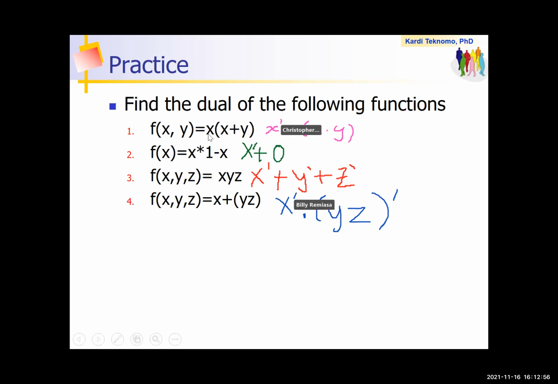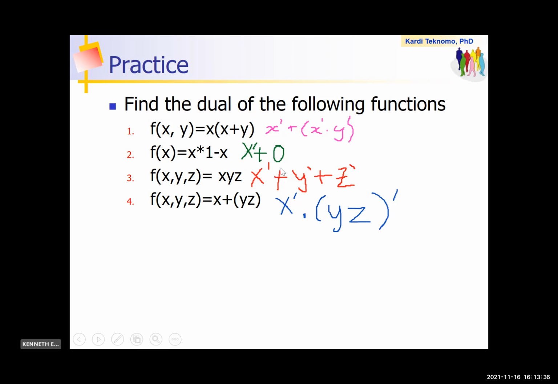Number 1, x, you need accent, plus, what is this? X accent multiply, and then this is accent, yeah? The y has accent, correct. Number 3, x accent plus y accent plus z accent. Very good. Number 4, x accent multiply by y accent. Okay, that's okay.